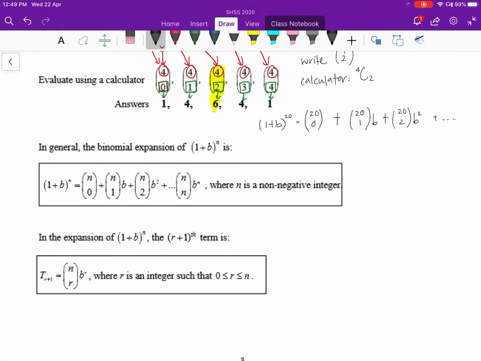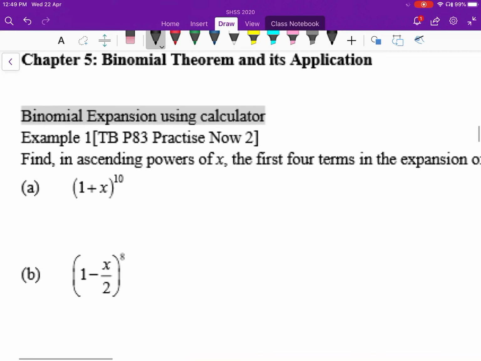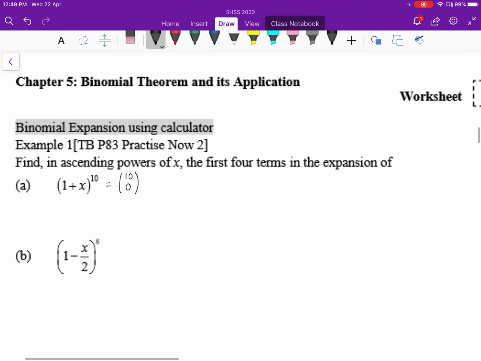I will skip this, because I will instead show you how to do this. Okay, so this is (1 + x) to the power of 10. Remember, to the power of 10, we have 11 terms. We start off with position 0, so it's 10C0. They want only the first 4 terms. So this is the first one. The second one is 10C1, just the coefficient.